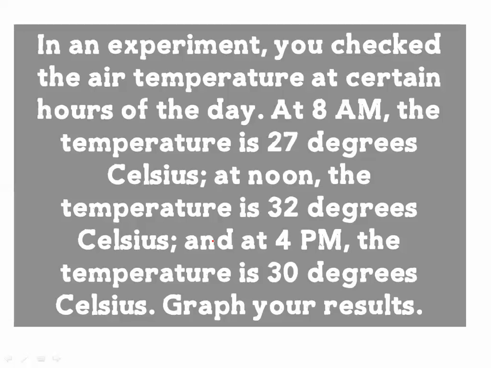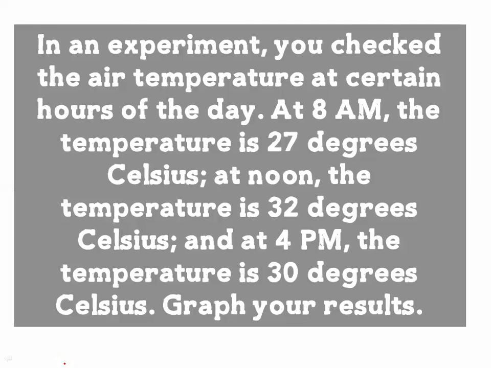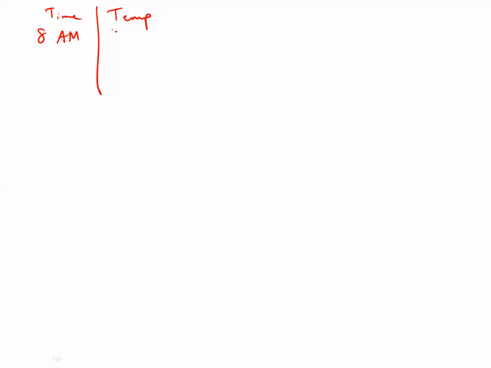So let's say we do have an experiment. We check the air temperature at certain hours of the day. At 8 a.m. it's 27 degrees Celsius. At noon it's 32 degrees Celsius. And at 4 p.m. it's 30 degrees Celsius. How would we graph our results? Well, first, why don't we make a table? We know that at 8 a.m., so we've got the time, we've got the temp. At 8 a.m. it was 27 degrees. At 12 p.m. it was 32 degrees. At 4 p.m. it was 30 degrees.